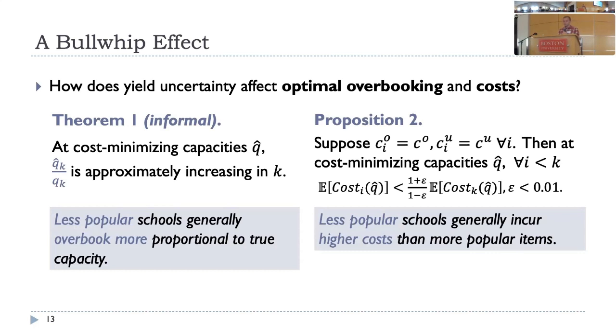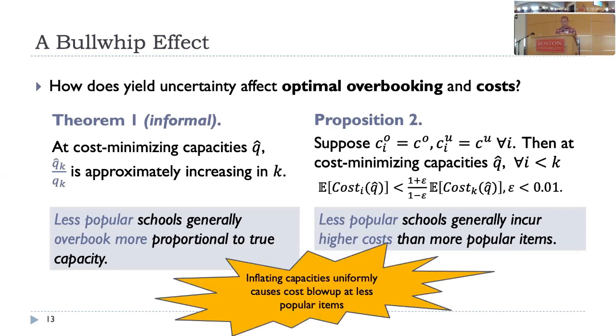And the second insight that we have is about the costs. If you assume that each school has the same associated overage and underage cost, which is most of the time a given assumption, then at the cost minimizing capacities, the costs are increasing as the schools get less popular. Theoretically, this is approximately increasing, that is, up to a ratio of 1 plus epsilon divided by 1 minus epsilon, but in practice this epsilon is very small, so this fraction is very, very close to 1. So in general, less popular schools incur higher costs than more popular schools at the optimal capacity, and they also overbook a little more in proportion to their capacity.